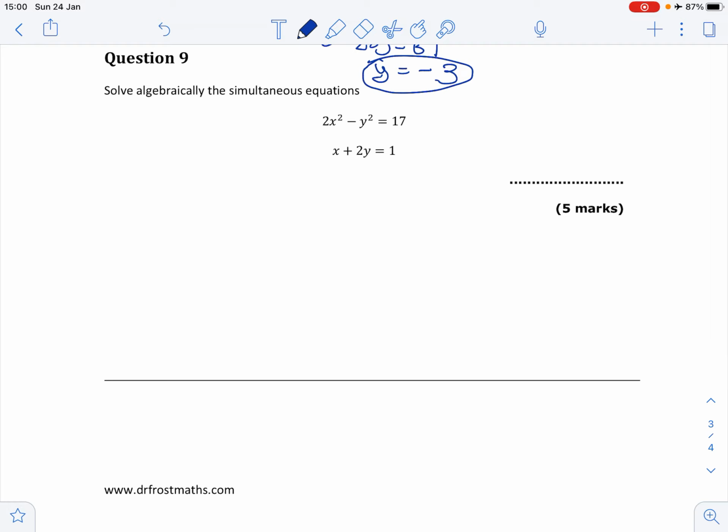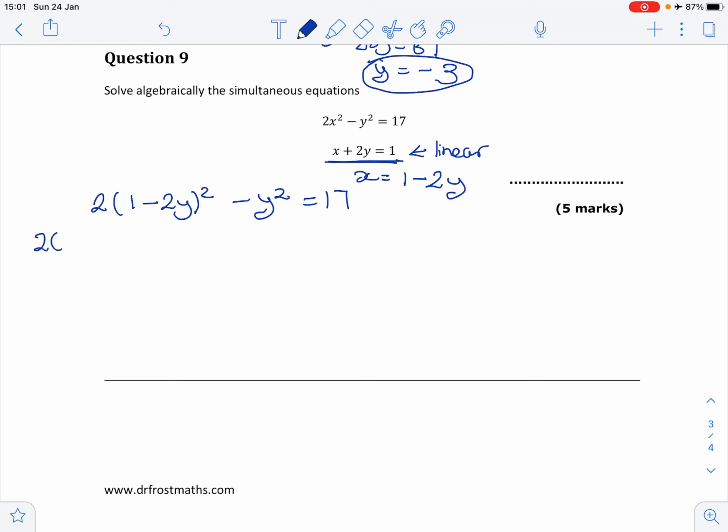Question 9. So we're going to solve algebraically the simultaneous equation. So we're going to use the substitution method. So step 1, we need to rearrange the linear equation. So this one is our linear, to make it x equals 1 minus 2y. Then we're going to substitute into our quadratic. So I have 2x, which is 1 minus 2y, squared, minus y squared equals 17. Expand our bracket.